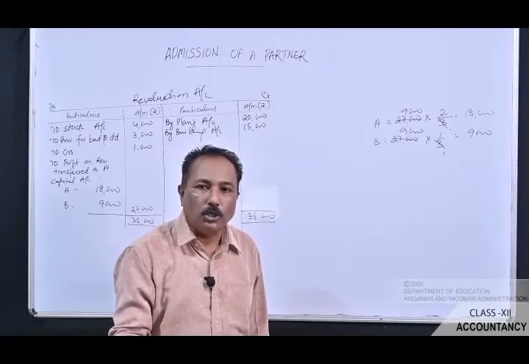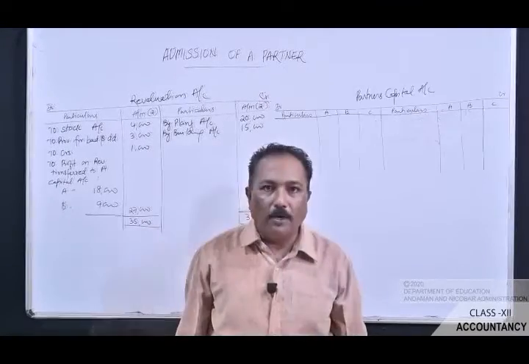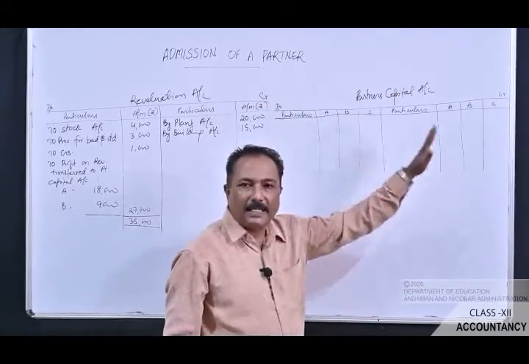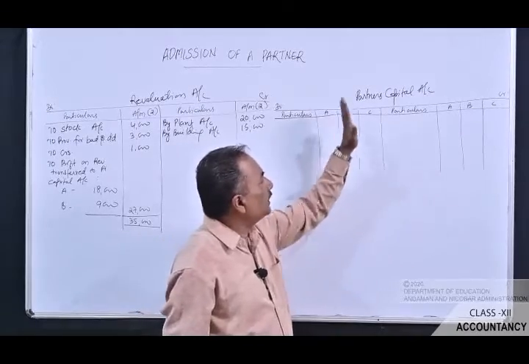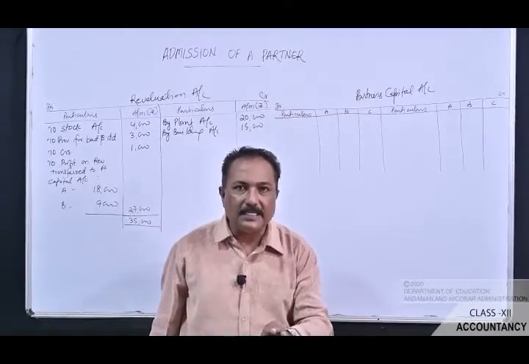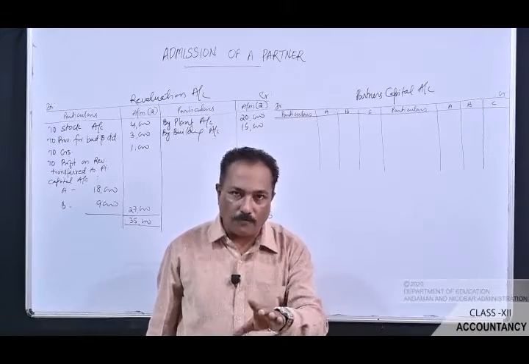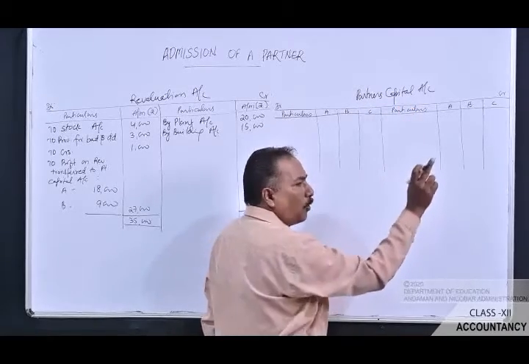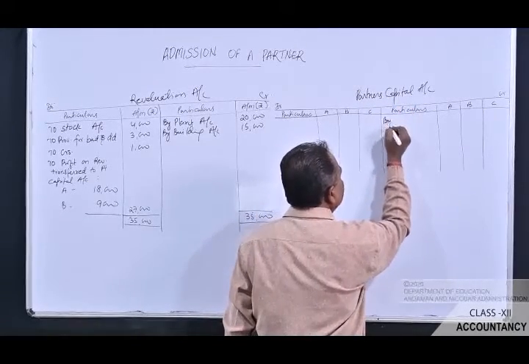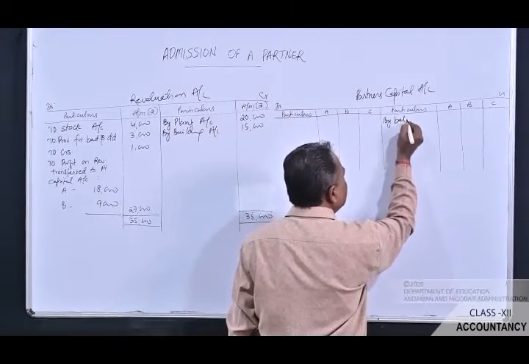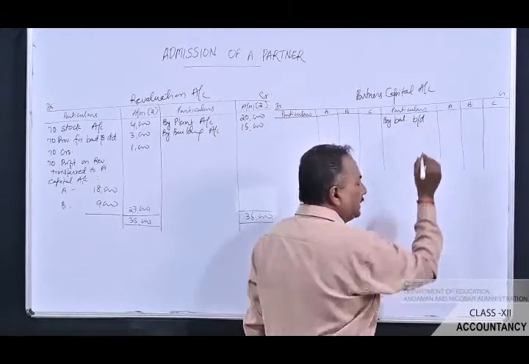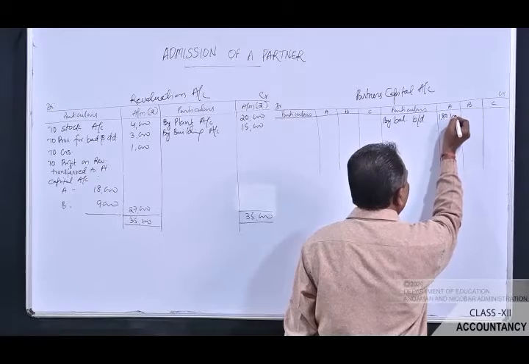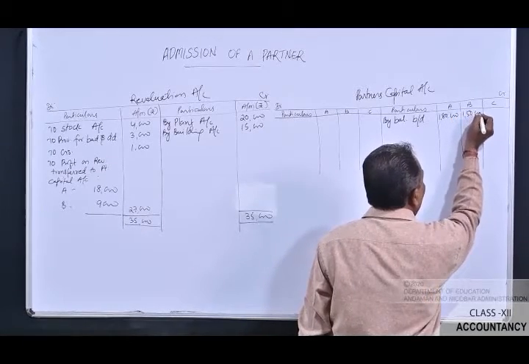Now let's pass on to prepare the partners capital account. Now we will start to prepare the partners capital account. We will prepare the combined partners capital account. The very first item that has to be recorded in the partners capital account is the opening balance of the old partners. So as you know that partners capital account will be opened from the credit side. So write on the credit side as by balance brought down. The capital given in the old balance sheet as rupees 1,80,000, and that of B is given as rupees 1,50,000.